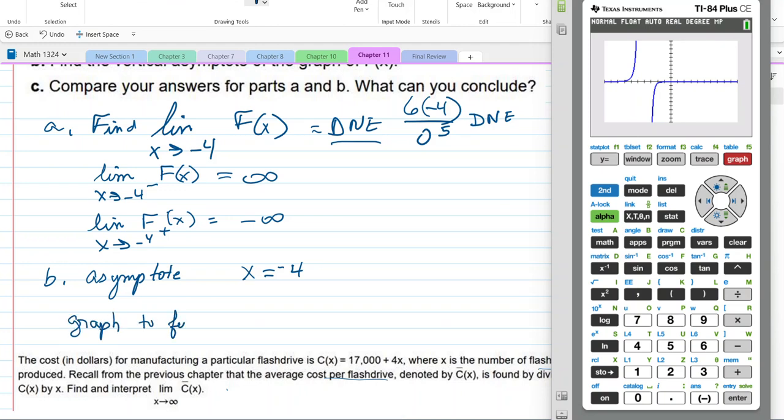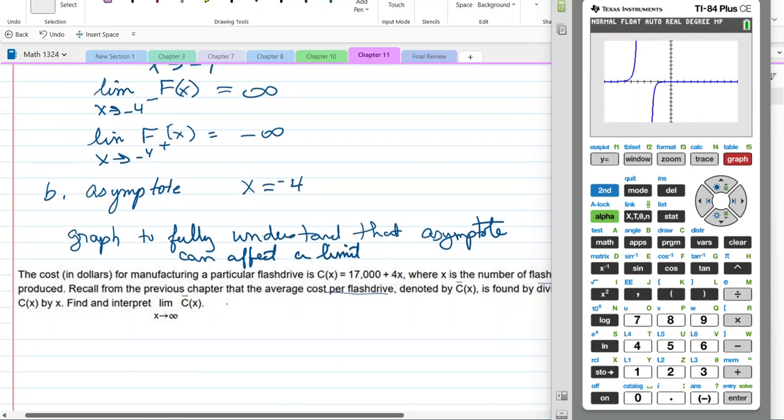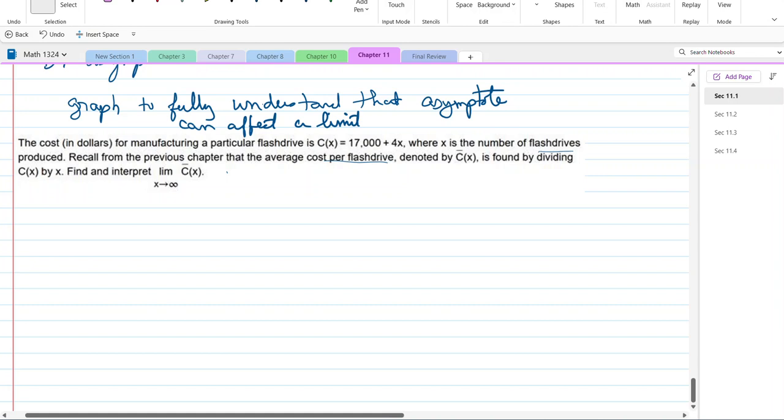Fully understand that asymptotes affect a limit. All right, yeah, that takes care of that one. So now here's our last problem, or next to our last problem, I think.